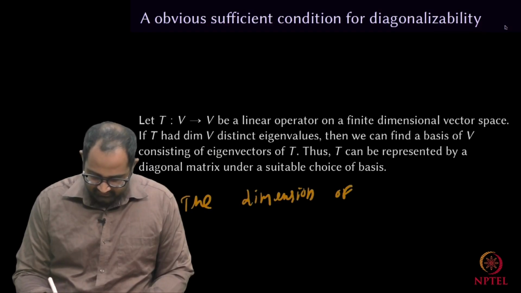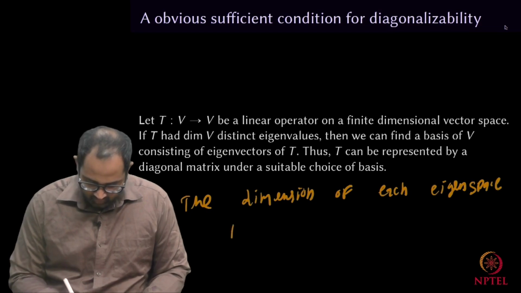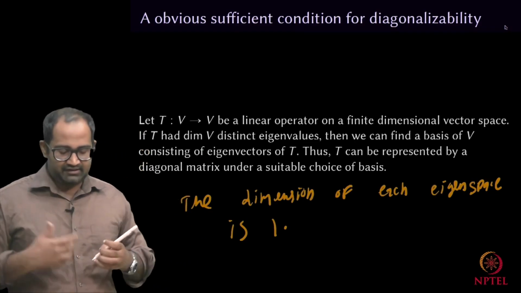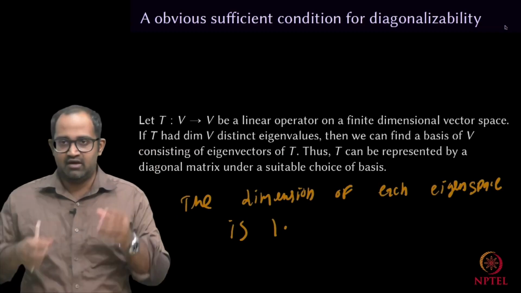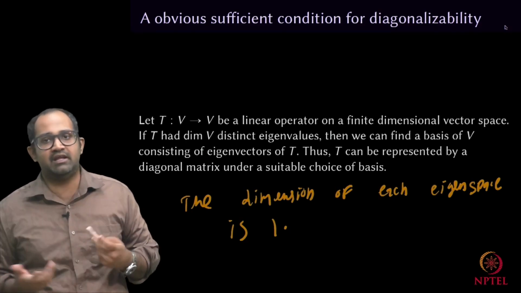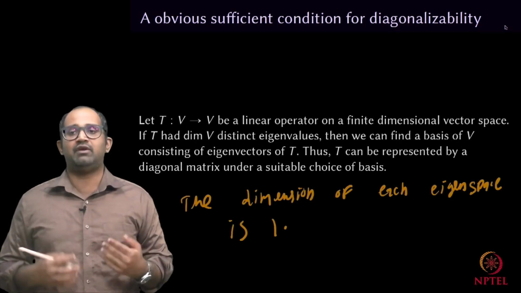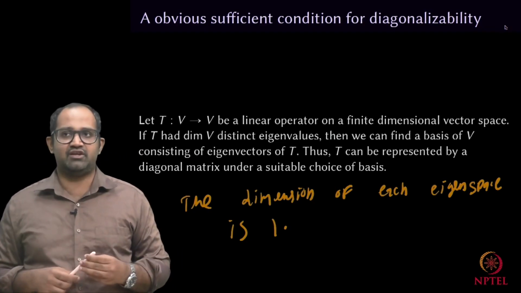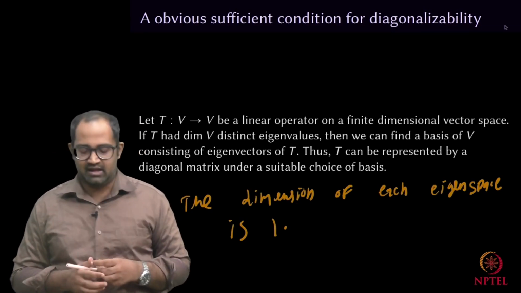the dimension of each eigenspace is 1. The dimension of each eigenspace has to be 1, and since there are dimension V distinct eigenvalues, you choose a basis for each one of these eigenspaces, which will consist of exactly one vector. You put them together, you get a list of dimension V linearly independent vectors, and that has to be a basis for the space V, and therefore T can be represented as a diagonal matrix. So this is a trivial criteria. It's an obvious sufficient criteria. It is most probably useless because in most scenarios you won't have distinct eigenvalues.